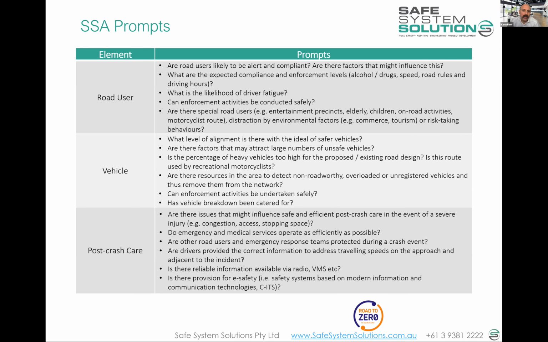Are other road users and emergency response teams protected during the crash event? Are drivers provided correct information to address travel speeds on the approach adjacent to the incident? Is there reliable information via radio or VMS? And then this last one, is there provision for safety systems based on modern information and communication technology, cooperative intelligent transport systems, and those sorts of things? That's one of the future, maybe, but also thinking about just comms ability of vehicles.